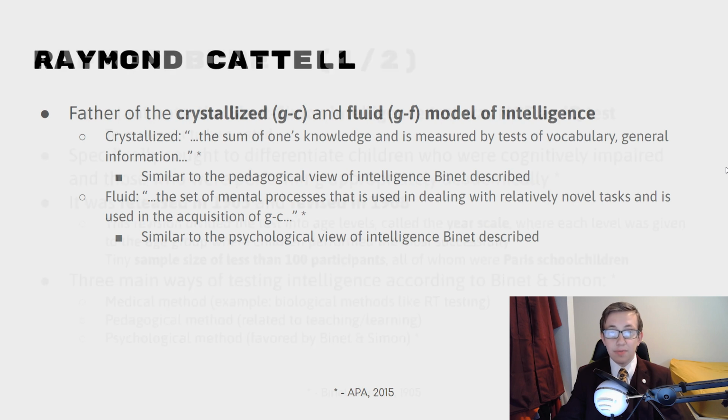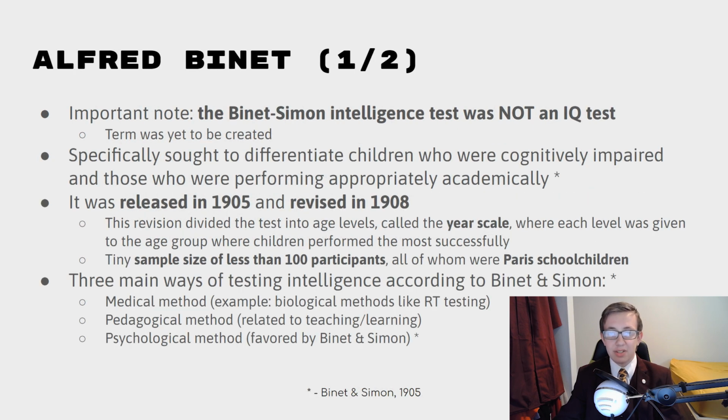Now, after the 2-factor model of intelligence was released, I think it was the next year even, Alfred Binet, and Theodore Simon, 2 Paris French psychologists, came out with the Binet-Simon intelligence test. And it's really important to note that it was not designed as an IQ test. IQ didn't exist at this time. Their specific goal was to determine which children in a group of Paris school children were cognitively impaired and who was performing appropriately. So their initial version released in 1905, and it was revised in 1908.